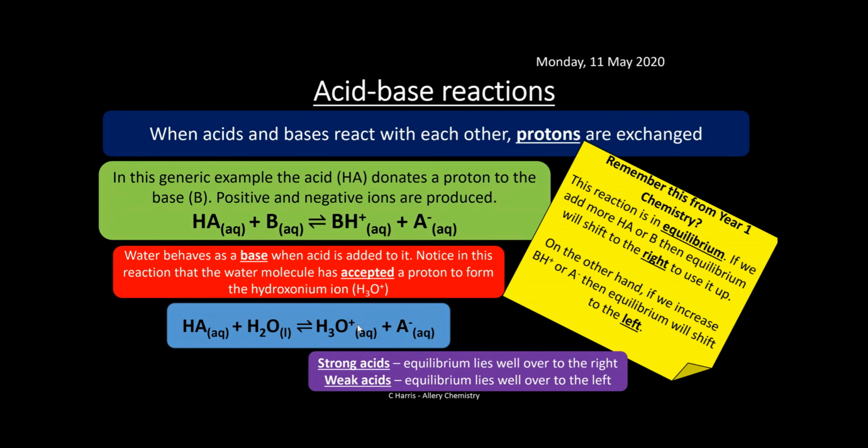So strong acids, equilibrium lies well over to the right. Remember, they dissociate fully, and weak acids, equilibrium lies well over to the left. So you should be well drilled in this now. We've gone through loads of different examples of where equilibrium lies and how to determine if it's a strong or weak acid. It's going to be very important because you're going to need a lot of calculations later on. That's why I said make sure your calculators are out for this bit.